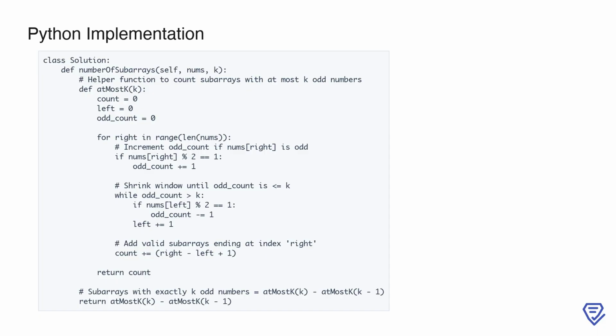Finally, the main function calculates the difference between the results of at_most_k(k) and at_most_k(k-1), to find subarrays with exactly k odd numbers. This approach is efficient, with a time complexity of O(n), as each element is processed at most twice, once by right and once by left. The space complexity is O(1), as no additional data structures are used.